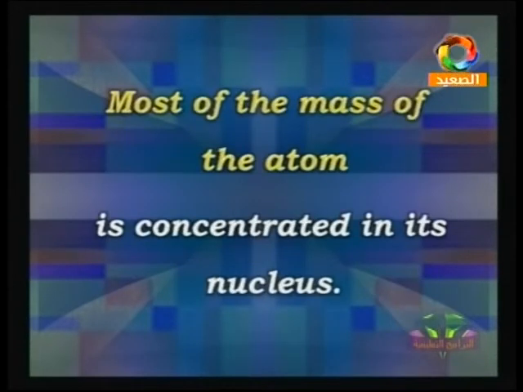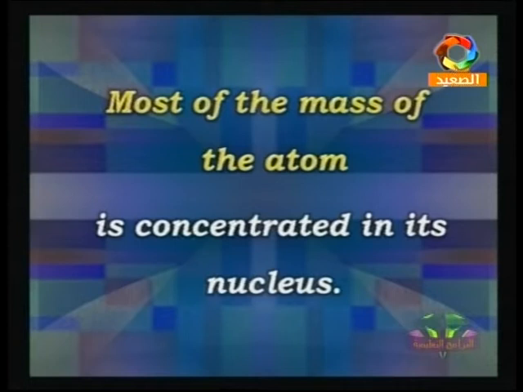So here we have what? Most of the mass of the atom is concentrated in what? Concentrated in its nucleus. Why? Because the protons and the neutrons contain more mass than what? Than the electrons. Electrons are very, very tiny particles. They are ignored in mass. Why? Because they are very, very small.